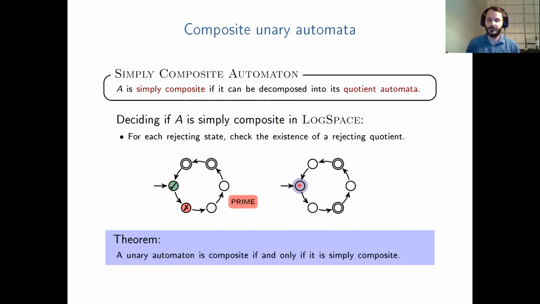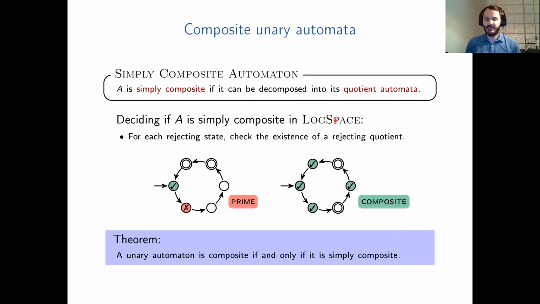Once again, we start with the first state. We look at the equivalence classes. This one is bad because we have accepting states. This one is good. We have only rejecting states. So we're good with this one. We go to the next one. This equivalence class is good, and we can use the same reasoning to guarantee that all of the words rejected by this automaton will be rejected by at least one of the quotients. As a consequence, the language of this automaton is equal to the intersection of the languages of its quotients, and therefore the automaton is simply composite, and in particular it is composite. Okay?